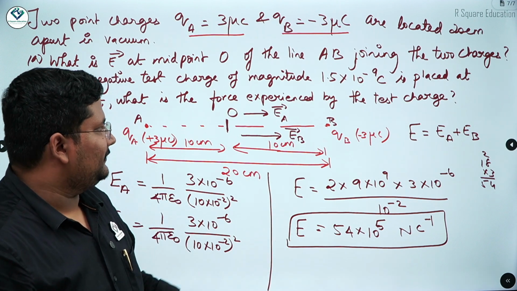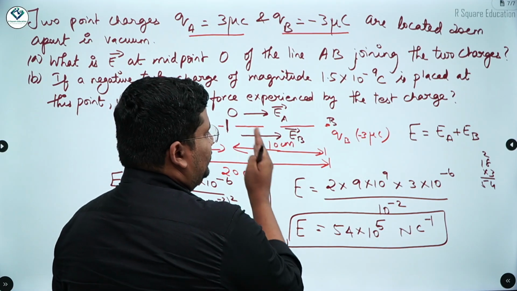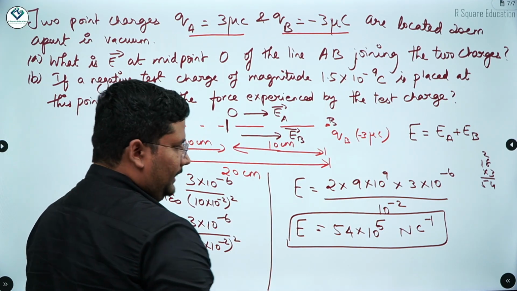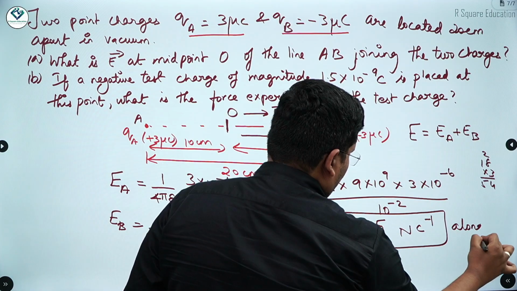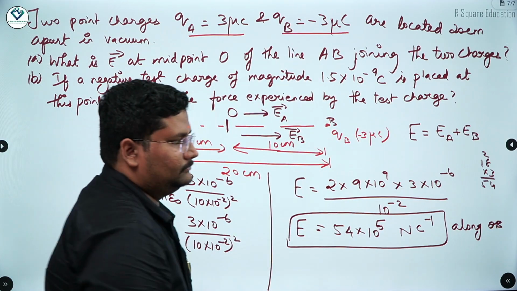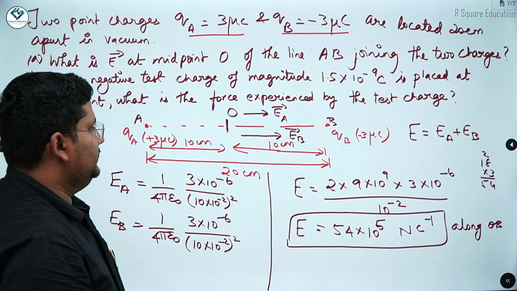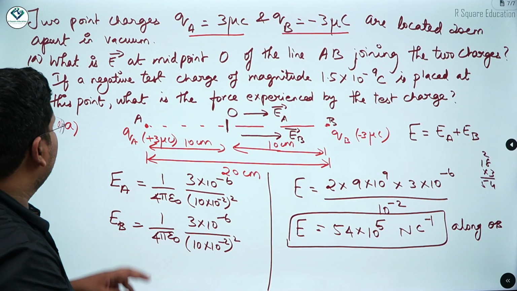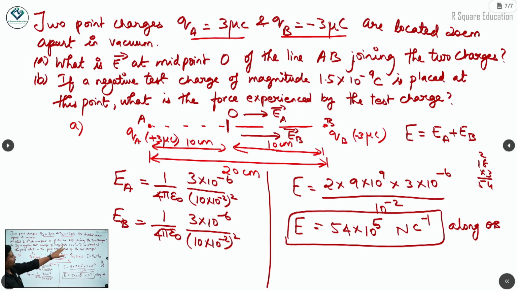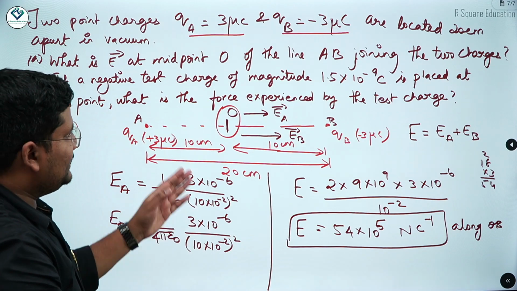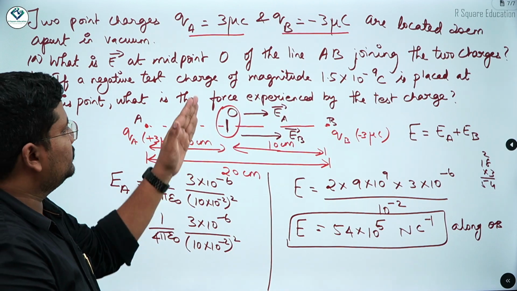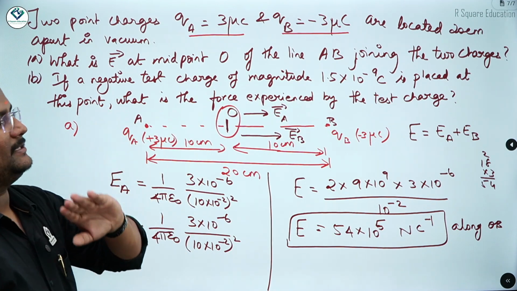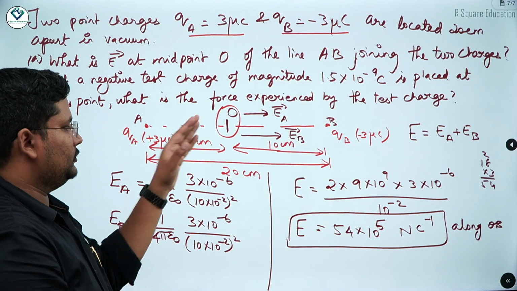Right? And the direction of the electric field will be, obviously you know, along OB, right? So it is going to be along OB, right? Okay. So this is going to be the first part of the question. And what is the next part? If a negative test charge of magnitude 1.5 into 10 power minus 9 coulomb is placed at this point, this point means this O, what is the force experienced by the test charge? So how much amount of force will be there?